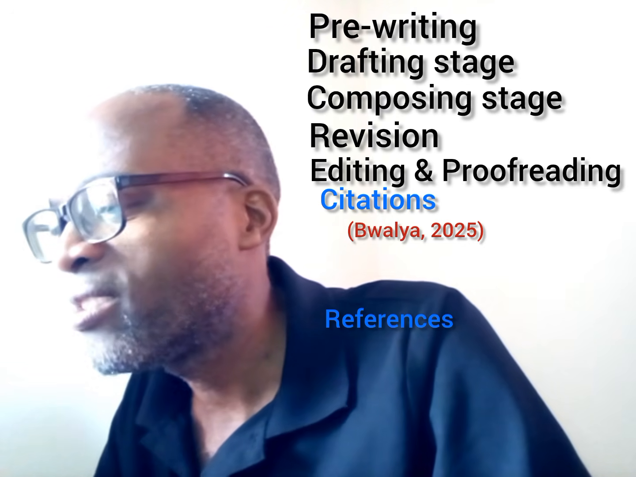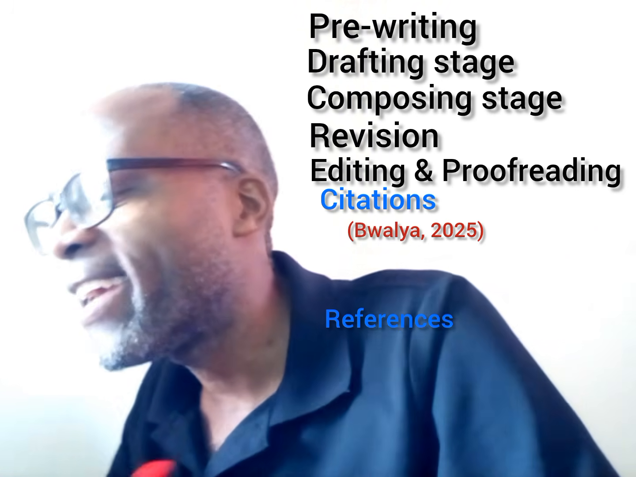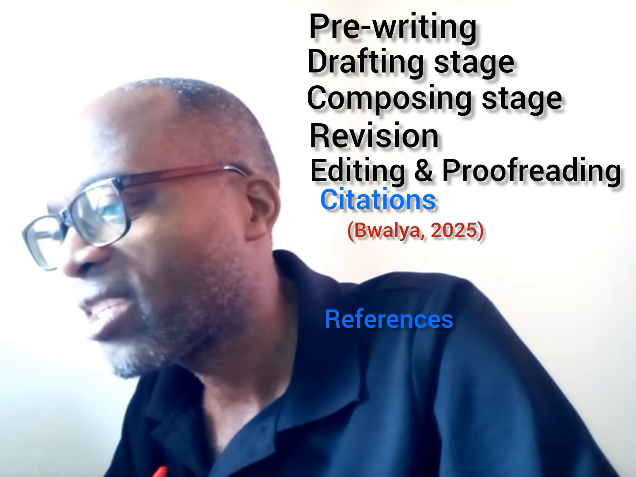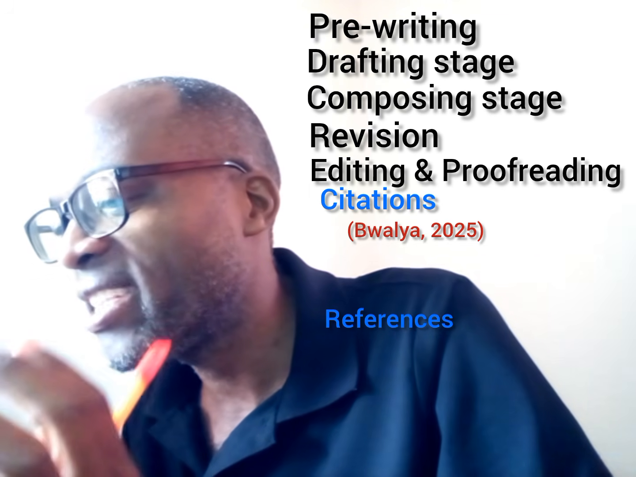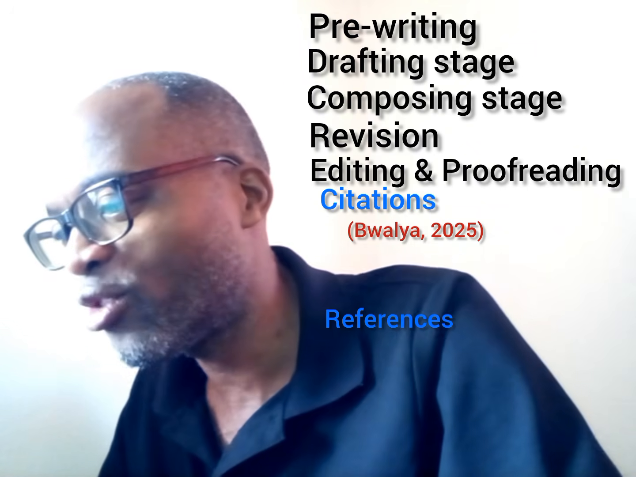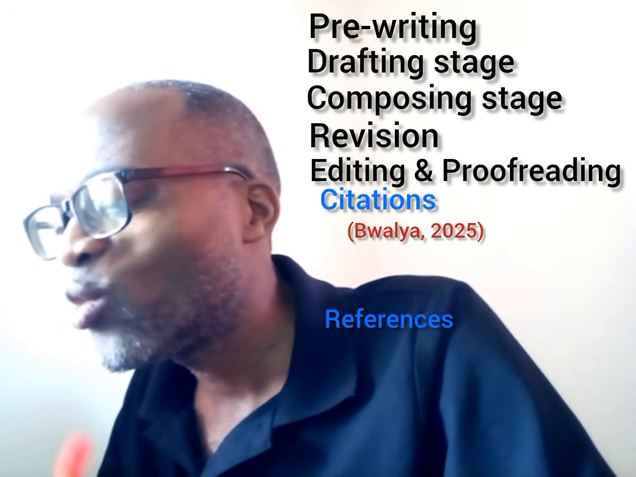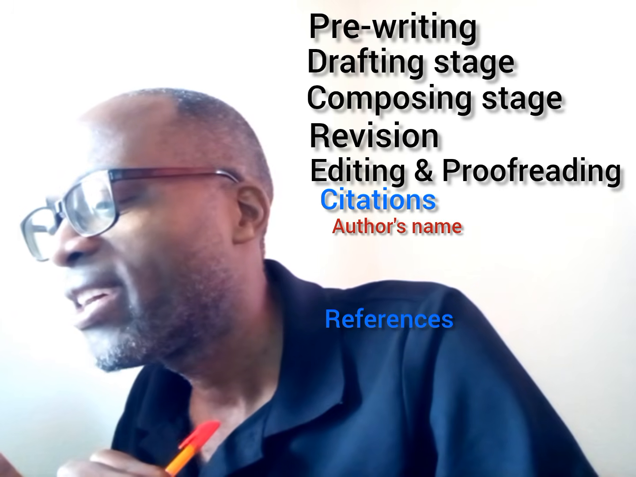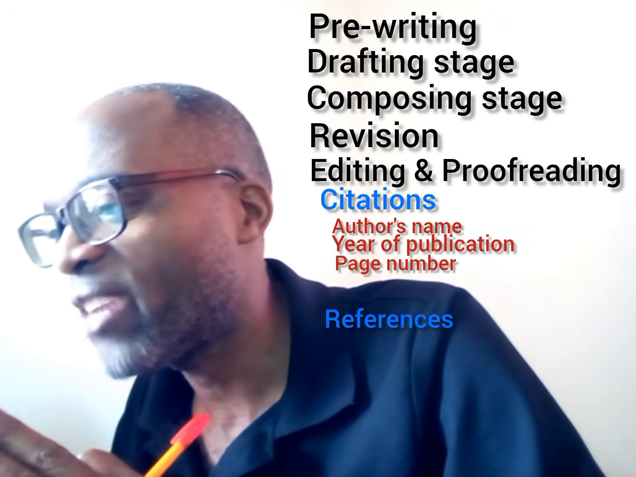All the citations that you are going to use in the body of your work should appear at the end of the essay under a section that we call references. In that references, you are going to now bring all the citations that you used in the body of your work and list them in that section called references. The difference is that the citations will only have the author's name, the surname to be specific, the year of publication, and the page number if it is a direct quotation.